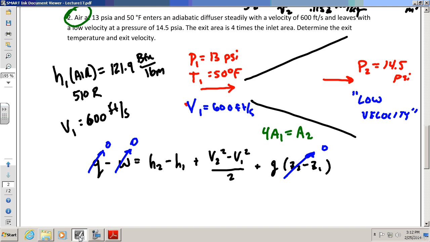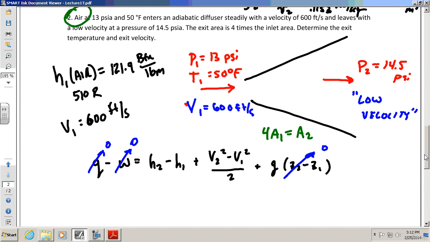What do you think V2 is if they say it's a low velocity? What do you think that means? I mean, that's kind of weird. It says it's a low velocity. Assume 0, and especially assume 0 because we're squaring the velocity. Notice that we're squaring it. 600 squared is a really big number. If it's low and it's squared, it's probably not a big number. Okay? So we're basically going to assume that the exit velocity is 0.